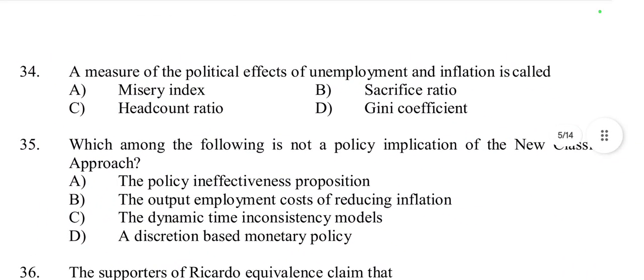Question number 34, a measure of the political effects of unemployment and inflation is called DAS, misery index, sacrifice ratio, headcount ratio, or Gini coefficient. A measure of the political effects of unemployment and inflation is called misery index. Misery index is equal to unemployment rate plus inflation rate. So it reflects the economic discomfort felt by the average citizen, and it is often cited in political debates. So A is the right answer.